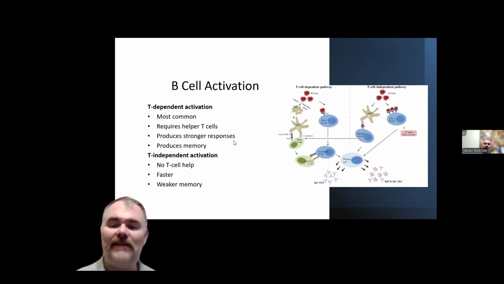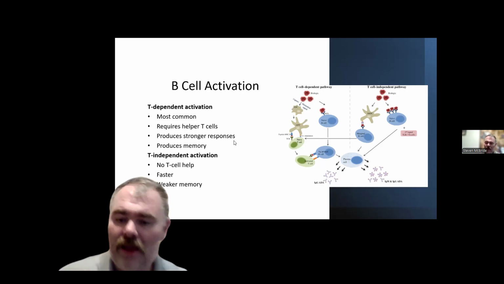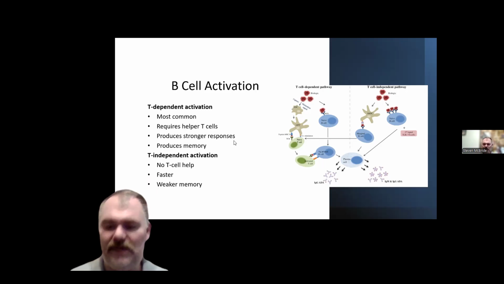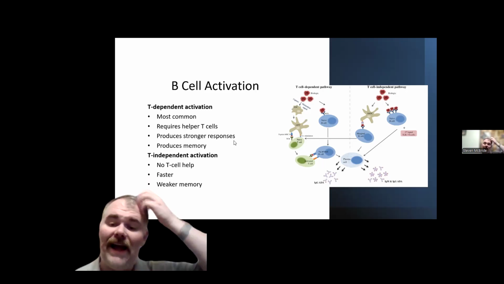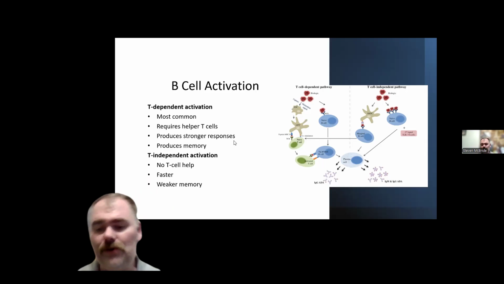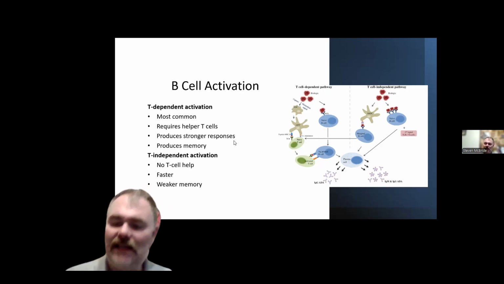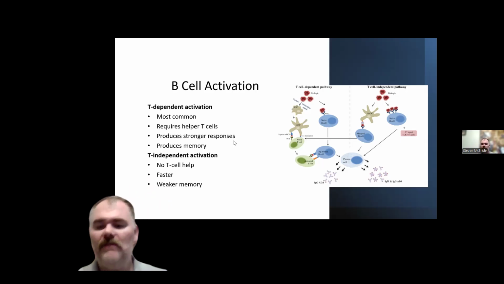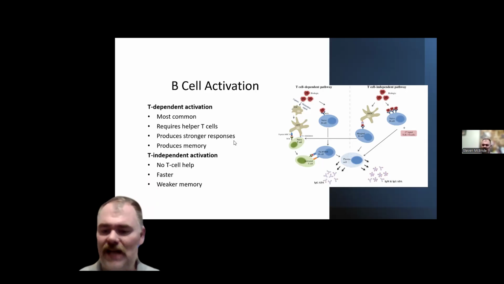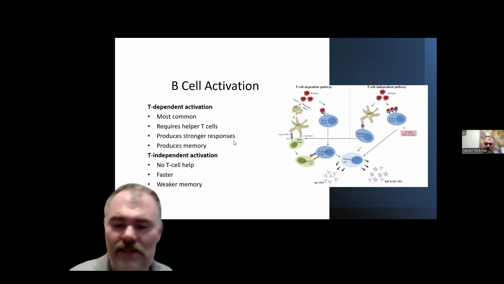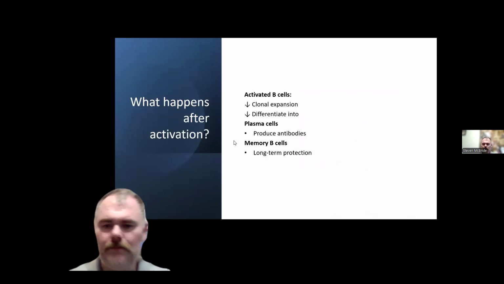Some antigens can activate B cells without T cell help. These are called T-independent responses. Although they can provide protection, they generally produce weaker immune responses and less immunological memory. For most of the immune responses we'll discuss, helper T cells play a critical role in supporting B cell activation.